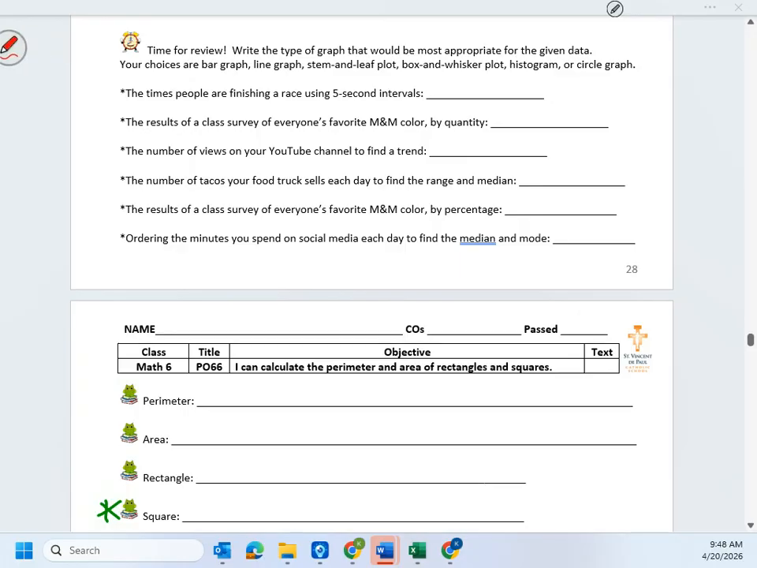Which graph would we use for the times of people that are finishing a race using 5-second intervals? We only had one graph that used intervals. You're going to write that graph name on there. This one, we have a graph using quantity. So you're going to look for which of those graphs we've learned that uses quantity. Remember, underneath each of our graph names is what we use them for. So you're going to look back on those graphs, looking at those keywords, seeing what we use them for.